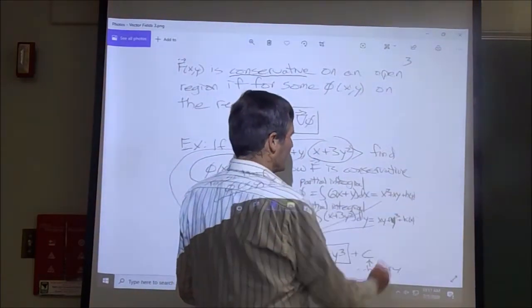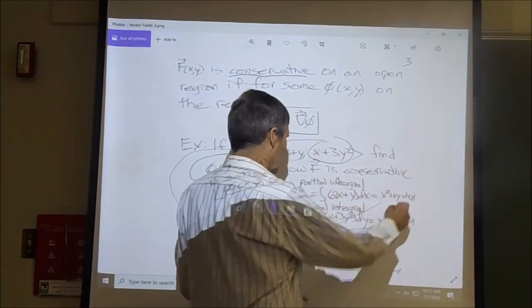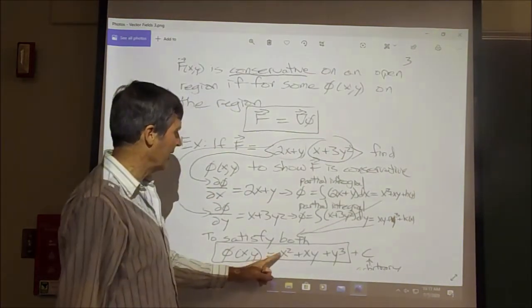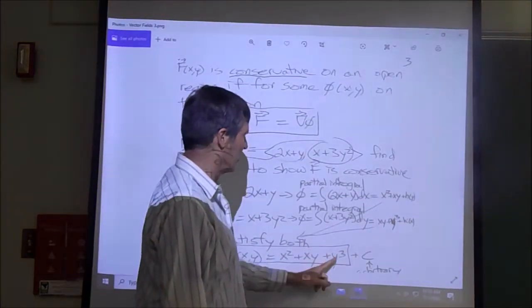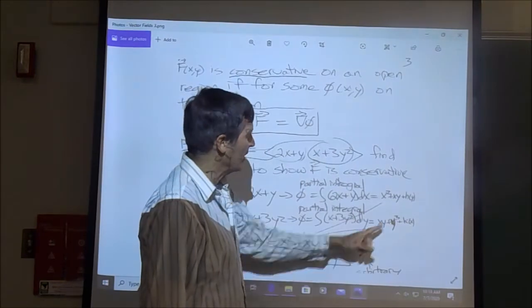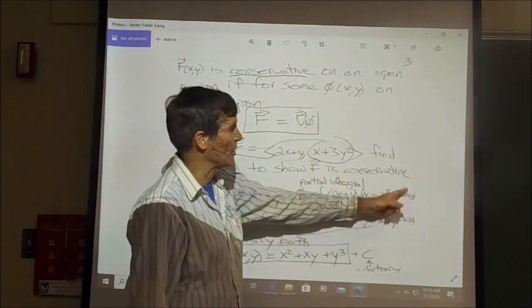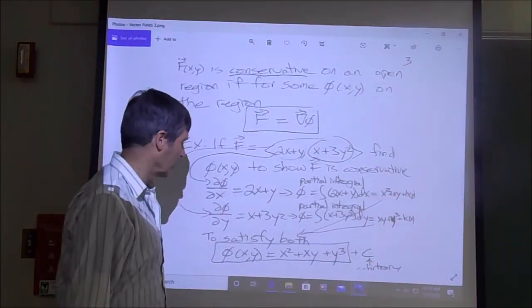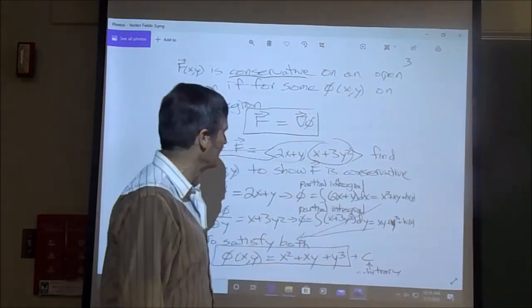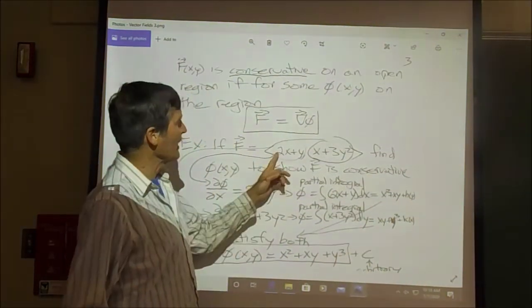That must be part of h of y. In order to make these two match, the only function we can have is x squared plus xy plus y cubed, plus you could have an arbitrary c that doesn't depend on either x or y in there. But these are all the functions whose gradient is this.